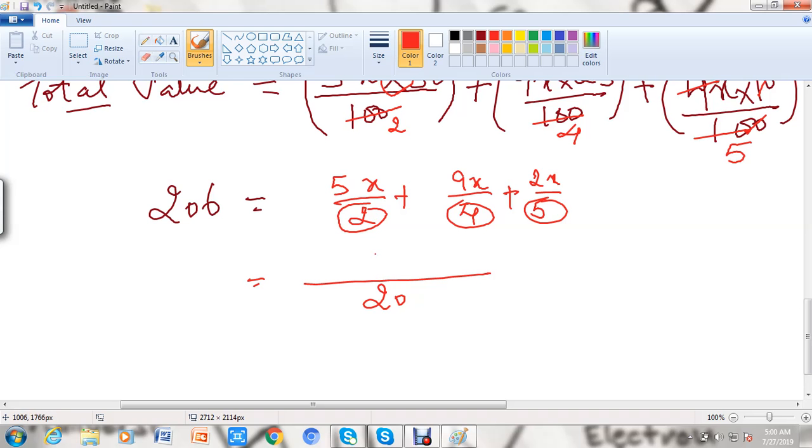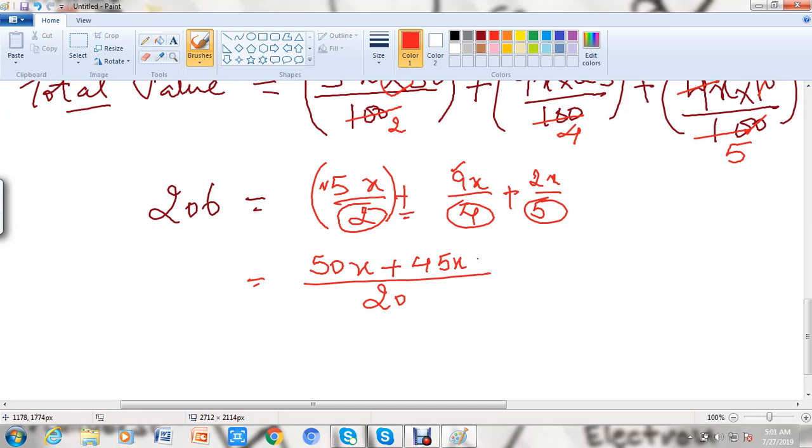So 10 into 5 is 50x, right? Then whatever the sign we are having, we'll put that sign there in the numerator part. We are just trying to figure out the numerator of this particular question. Now 20 is divided by 4, we will get 5. 5 will multiply with the numerator here. So 5 9s are 45x. After that, last number is 20 divided by 5 is 4, and 4 will multiply in the numerator, it will become 8x.